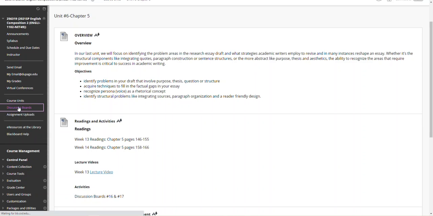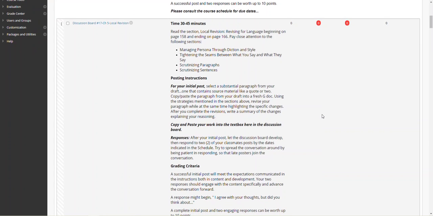Let me get to the discussion boards. So here we have local revisions. So we've gone from more global revisions into local revision. So I offer 4 sections here in the textbook on managing persona, tightening the seams. Actually, the tightening the seams between what you say and what they say really benefited a little bit by exercise 5.1, what your reactions were to looking at how your essay draft was balanced between the words of others and then your writing. Also then scrutinizing paragraphs, kind of going over just a refresher of what a paragraph structure would be with topic sentences and a focus of one topic per paragraph. And then lastly, scrutinizing sentences.